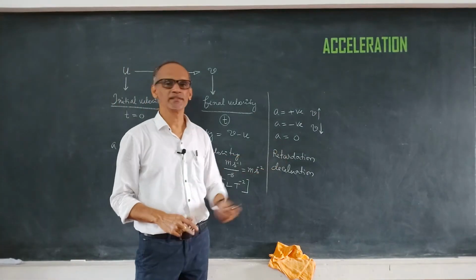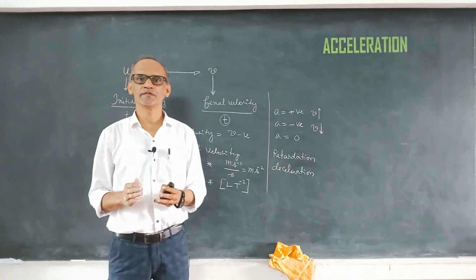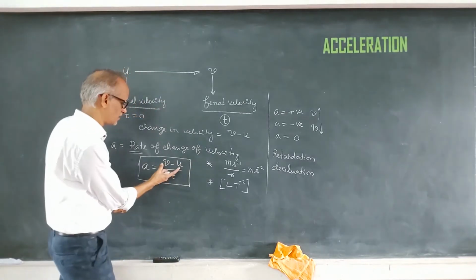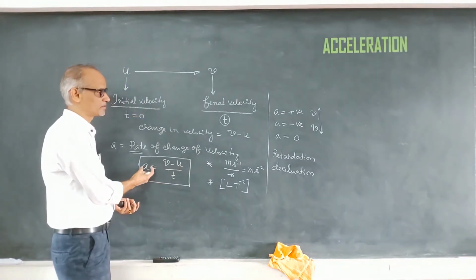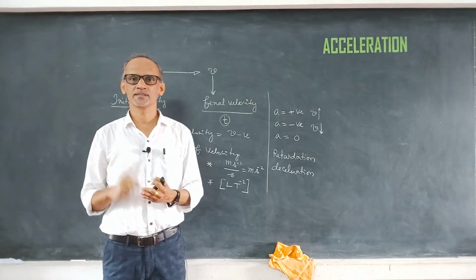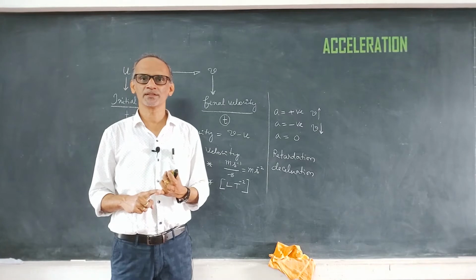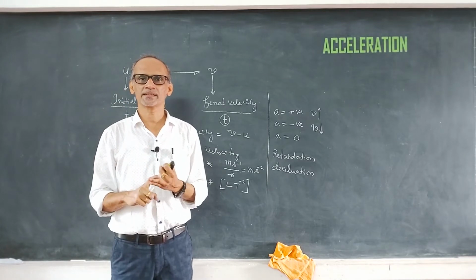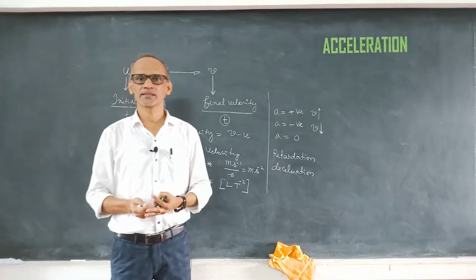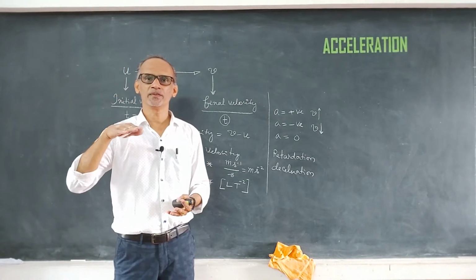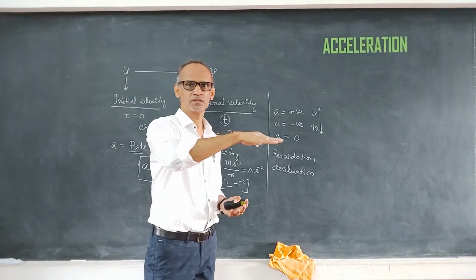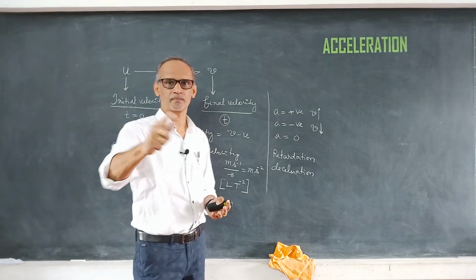And acceleration is 0 when the body moves with uniform velocity. There is no change in velocity. This change in velocity becomes 0, that is why acceleration also becomes 0. So, acceleration can be positive, negative or 0. Positive acceleration, good example, freely falling body. Negative acceleration, good example, body thrown vertically upward. And 0 acceleration, a body moving with uniform velocity, correct? If a vehicle moves with the same velocity, no change, then 0 acceleration, right?